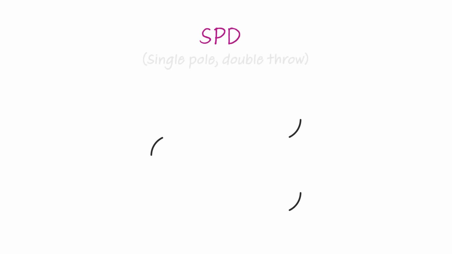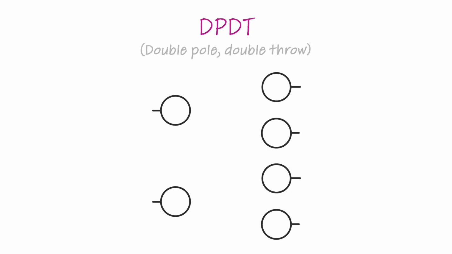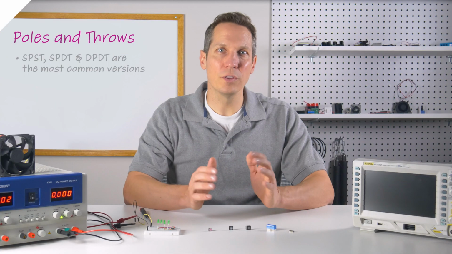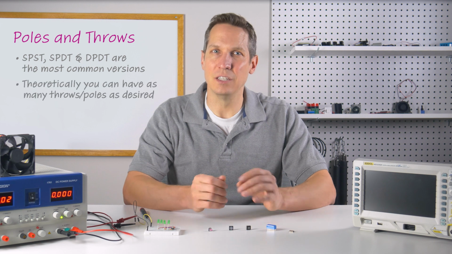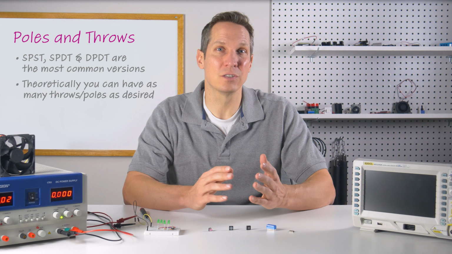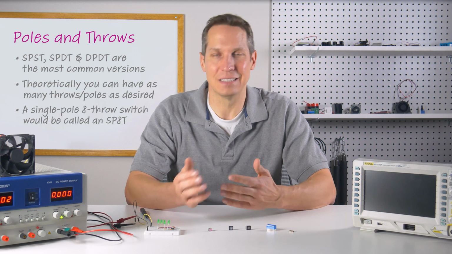With a single pull double throw switch, the switch isn't merely open or closed, it allows the electricity to flow to one path or another, ideal for when you want the signal to be routed to one of two places. DPDT, or double pull double throw, is basically two SPDT switches that are controlled by a single actuator. While these are the most common versions, theoretically, you can have as many throws or pulls as you'd like, and it's not unheard of for there to be switches with 8 or more pulls. In terms of naming conventions, a single pull 8-throw switch would be called an SP8T.